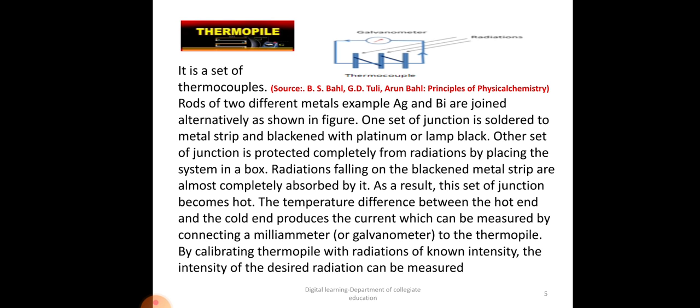The temperature difference between the hot end and the cold end produces the current, which can be measured by connecting a milliammeter or galvanometer to the thermopile. By calibrating thermopile with radiations of known intensity, the intensity of the desired radiation can be measured.